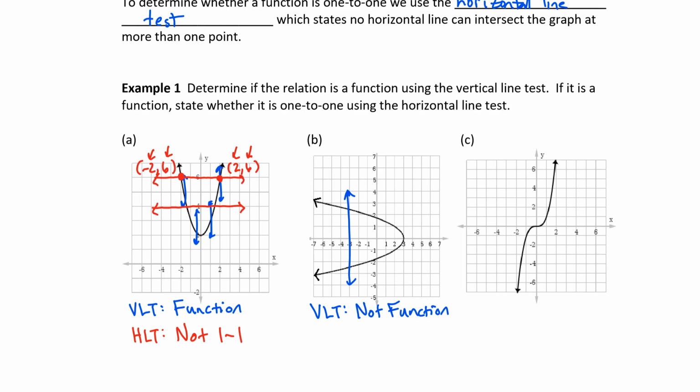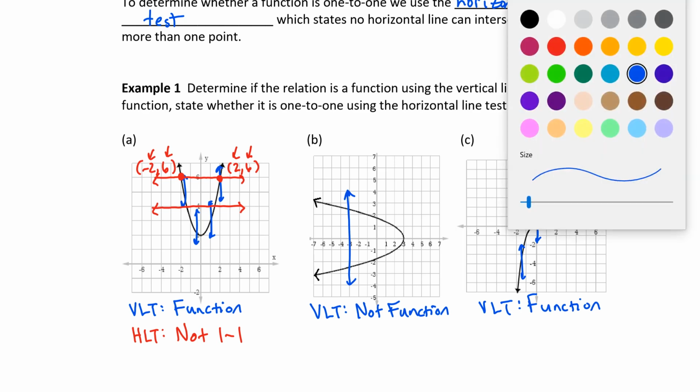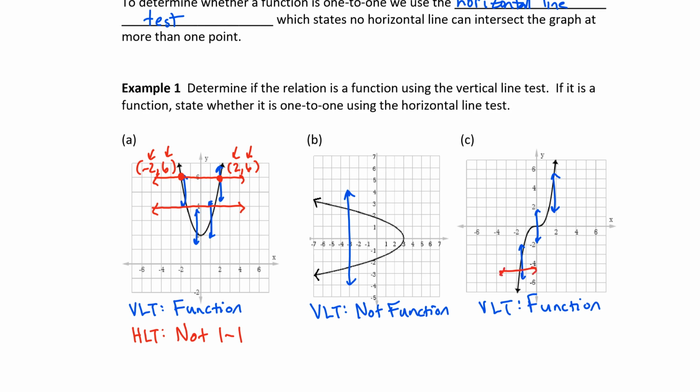The last example would be another graph that passes the vertical line test. Every vertical line intersects in only one point, so this is a function. You should recognize that as a cubic function. Then we can also run the horizontal line test to see can we intersect in more than one point, and the answer is no. So by the horizontal line test, this one is a one-to-one function. That means every x has exactly one y, and every y has exactly one x.